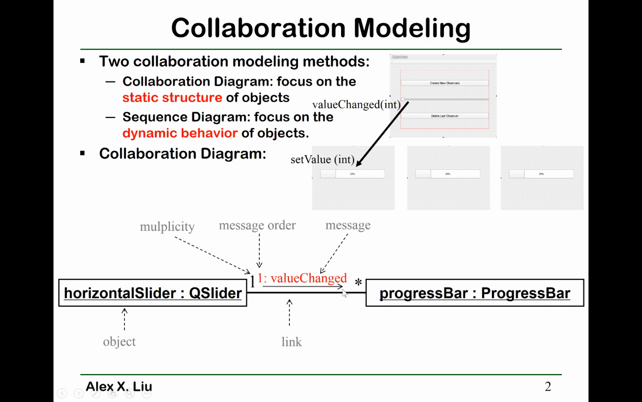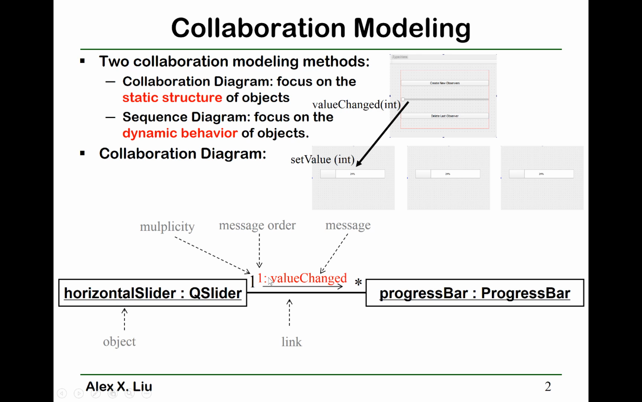Basically it indicates the direction of the message. So the message here in this direction means the horizontal slider object sends a value change message to the progress bar, and on top of this arrow you write the name of the message. The name of the message in this case is value changed, and you don't need to put the parameters here.